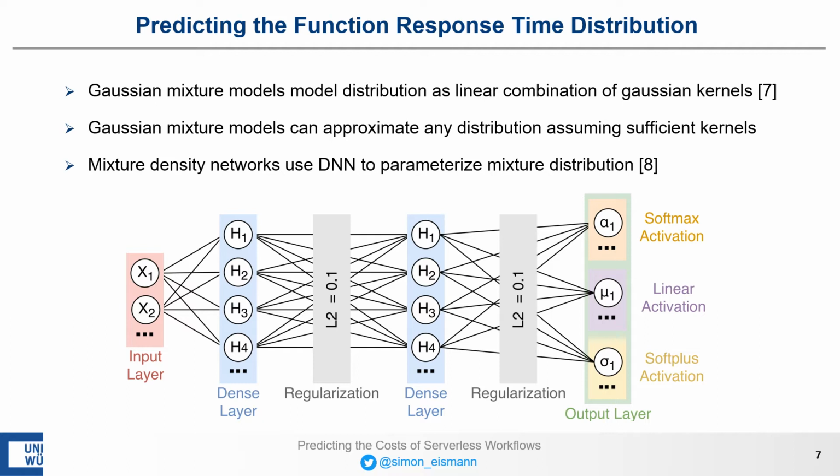distributions. A Gaussian mixture distribution, or a Gaussian mixture model, describes distributions as a linear combination of Gaussian kernels, so a lot of normal distributions. And a Gaussian mixture model can approximate any distribution if it's applied with a sufficient number of kernels.